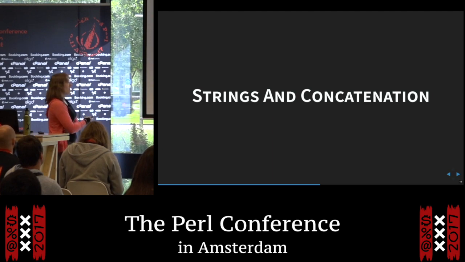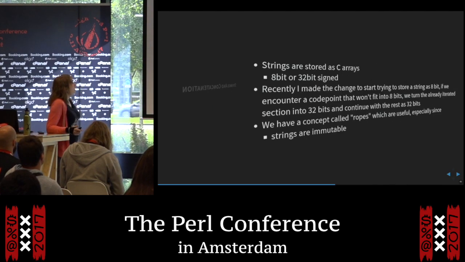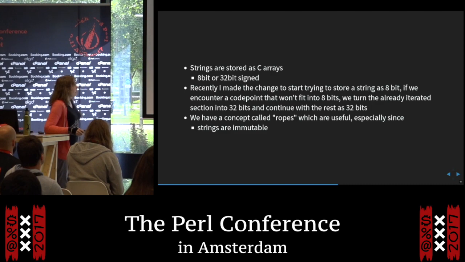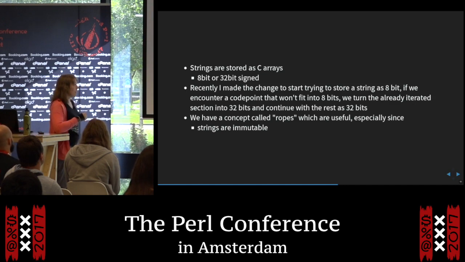Okay, so I'm going to talk about strings and concatenation and how that happens in MoarVM and some of the improvements that I've done to that. Strings in MoarVM are stored as 8-bit or 32-bit signed arrays. Just normal C arrays. We have our own types, but that's where the actual blob data is stored. Recently I made the change so that it starts trying to store the string as 8-bit, and as soon as it encounters a character that's too large, it will start putting it into a 32-bit array instead.